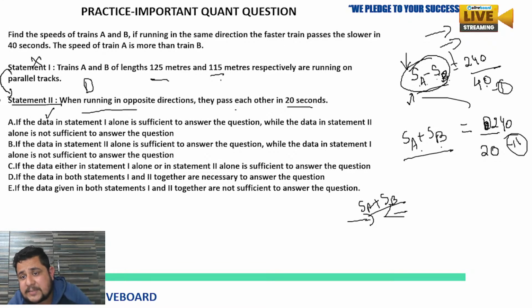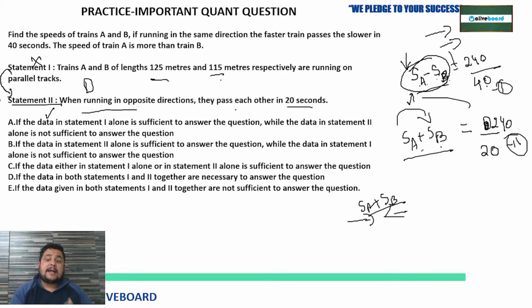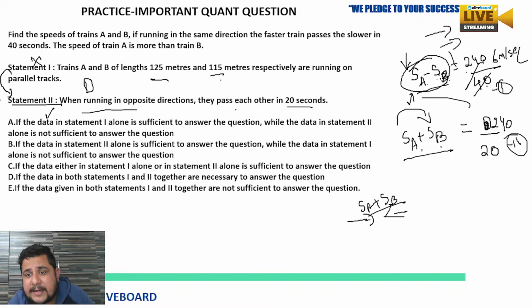SA plus SB. Sum, because there are two cases: when they are moving in the same direction, and another case when they are moving in the opposite direction. So both cases we will include. So we are getting two different equations. Now SA minus SB equal to 240 upon 40 means 6 meter per second when we solve, and SA plus SB is 240 upon 20, so it will be 12 meter per second.